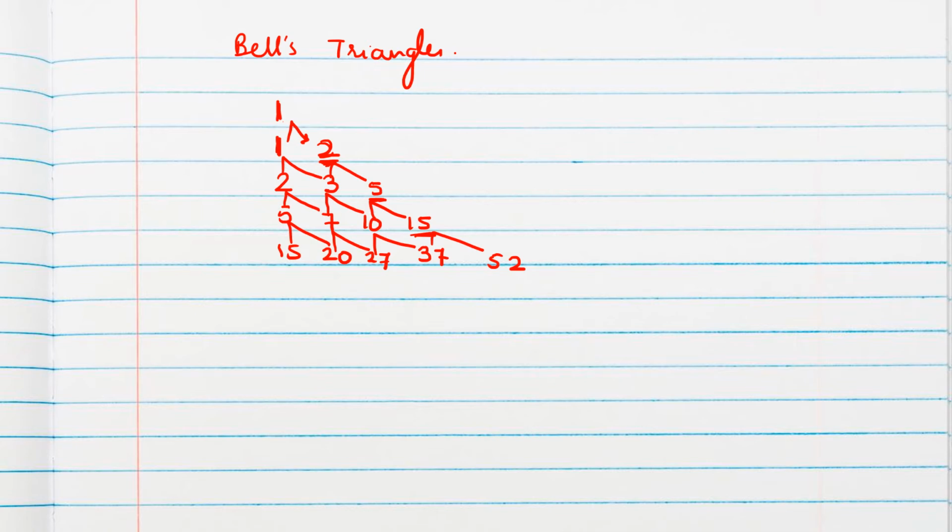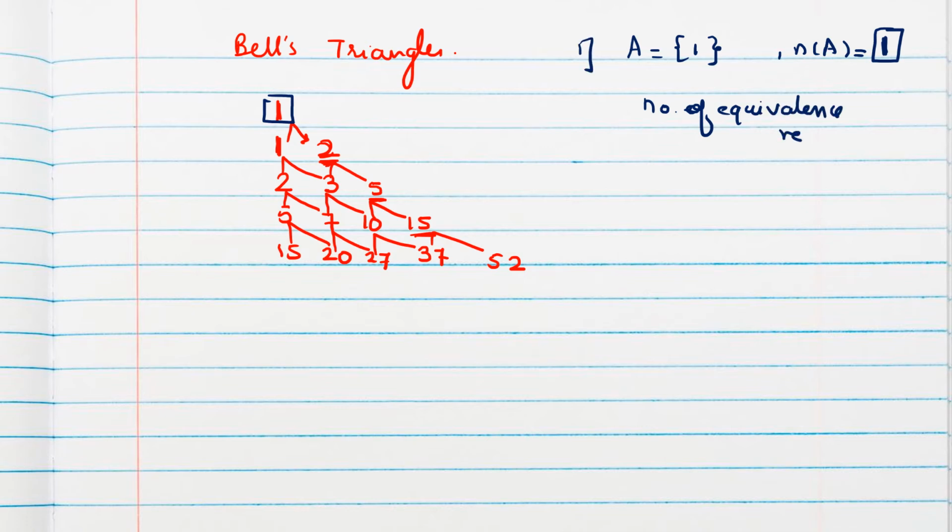Now how to count the number of equivalence relations? For example, you have been given A is equal to {1}. So you will count the number of elements in that set, the number of elements is 1. So that means you should check the last element of the first row. In the first row we have only one element. So the number of equivalence relations for this particular set will be 1 only.